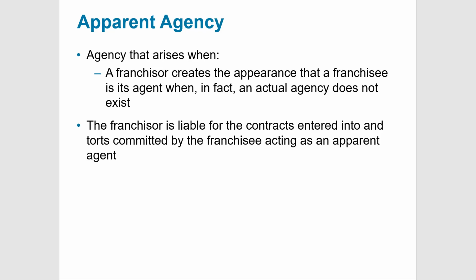Now, that doesn't often happen. We usually want to have that separation, so it's not that common that a franchisor would actually name a franchisee as being an agent. But there can arise situations in which it looks like, or it appears, or it's apparent that a franchisee is acting as an agent of the franchisor. So that's what this slide is about. It's an agency that arises when the franchisor creates the appearance that a franchisee is its agent, when in fact an actual agency doesn't exist. But the fact that it appears to be that way could be enough for a court to decide the franchisor has liability in that situation.